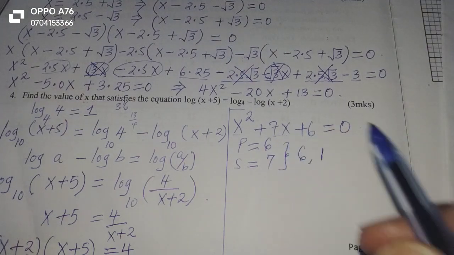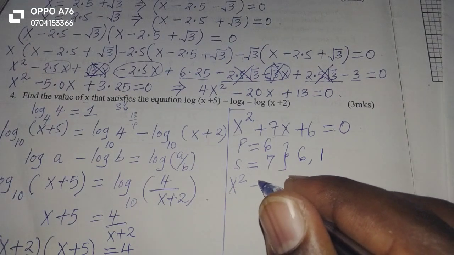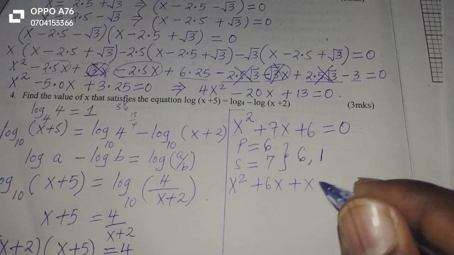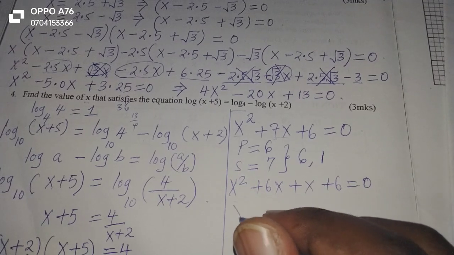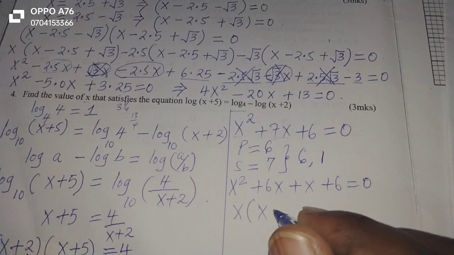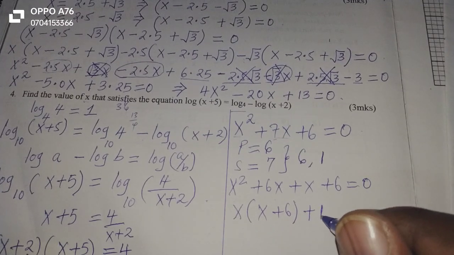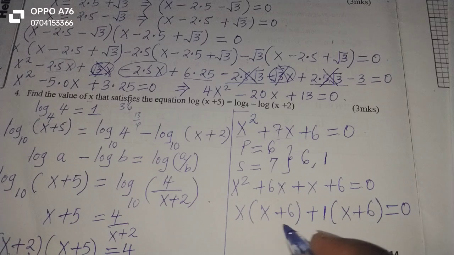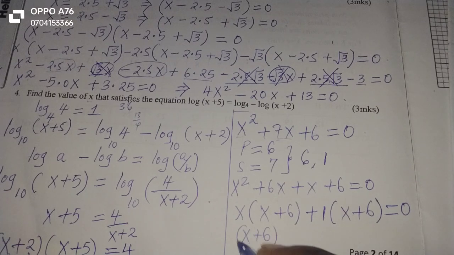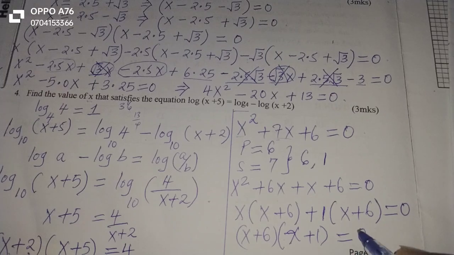So now we can replace 7 with 6 and 1, and this means x squared plus 6x plus x plus 6 equals 0. So in the first two terms, we factor out whatever is common, and that is x. We remain with x plus 6. Then in the second pair of terms, we factor out just 1, and we remain with x plus 6. This is equal to 0. So x plus 6, then again in brackets, x plus 1. This is equal to 0.